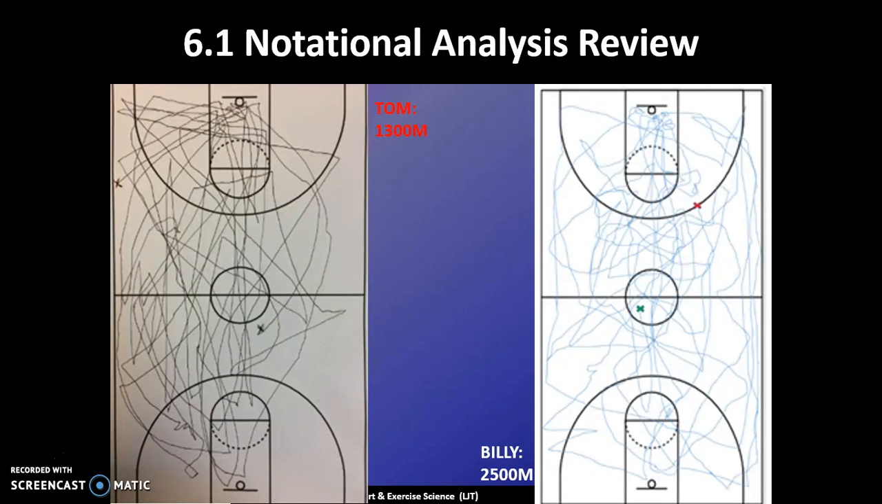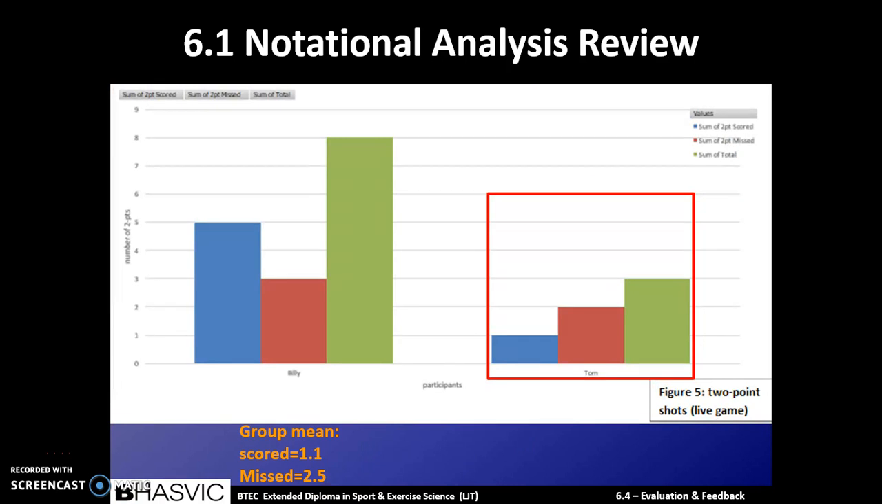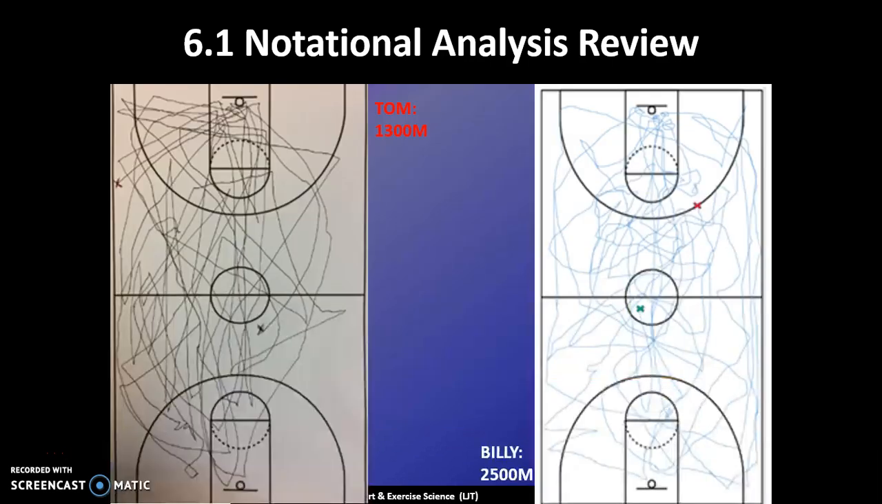Okay, so here we obviously talk about what we've done, notational analysis. Of course, as you know, that was for the purpose of certain skills. We looked at your overall movement schematic, and then certain performance indicators. We analysed those compared to the group and the top performer. Here we see your distance on the left was a lot less than our guy on the right. I know it looks a lot more, but it's just a lot more randomised.